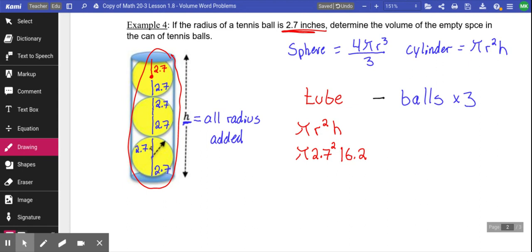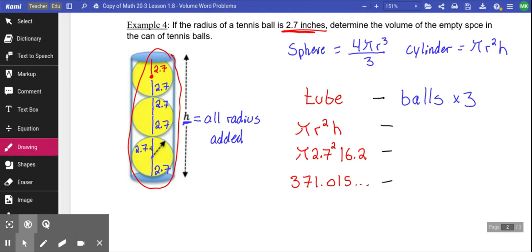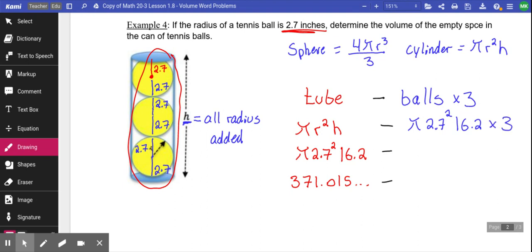So then you would have got the tube to be 371.015... When you go to calculate the balls, you're doing your formula, which is pi times the radius, which is 2.7, times the height, which we already figured out was 16.2. And we're timesing that by 3 because there's 3 balls there. When you calculate that, 2.7 squared times 16.2.